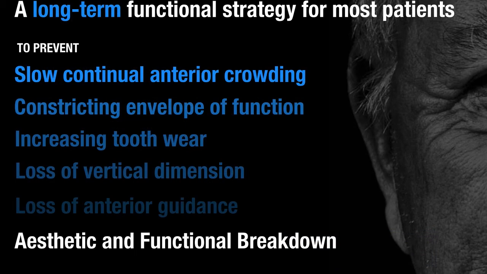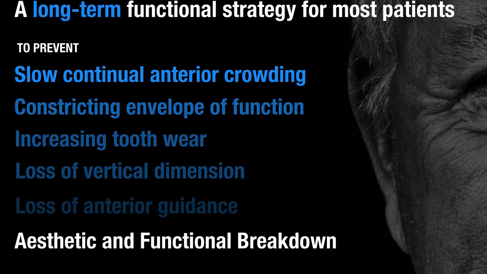So what we're trying to do, as I say, is prevent these not necessarily connected problems, but they are commonly connected, where slow anterior crowding, constricting envelopes, which I'm going to define, increasing tooth wear, loss of vertical dimension, loss of anterior guidance. All of this is part of an aesthetic and functional breakdown, which you could call just aging, of course, but the reality is that it's actually very preventable.